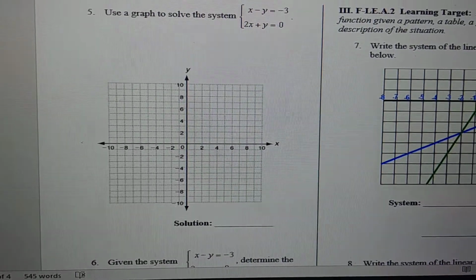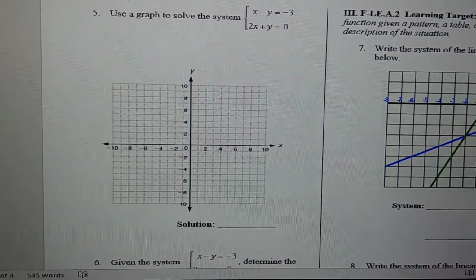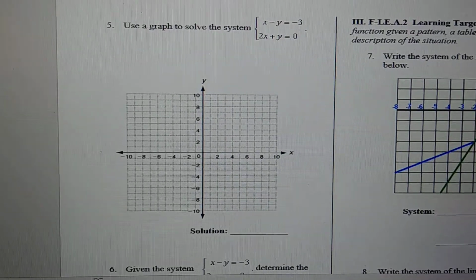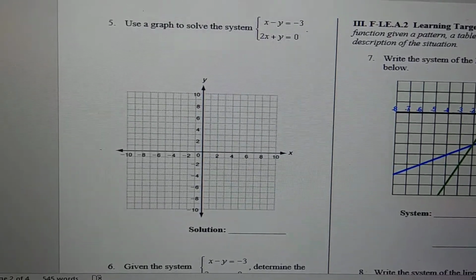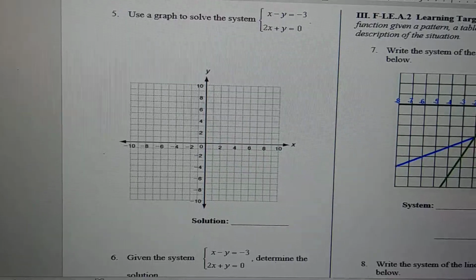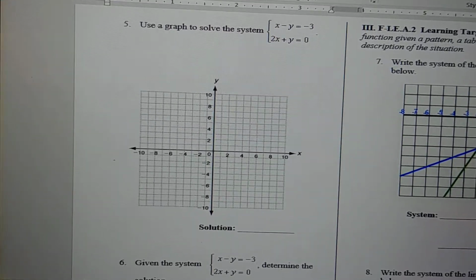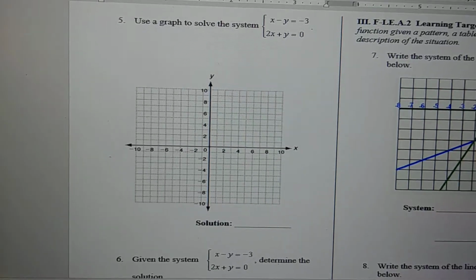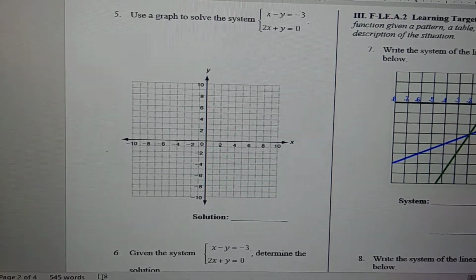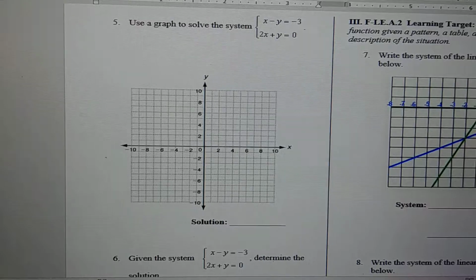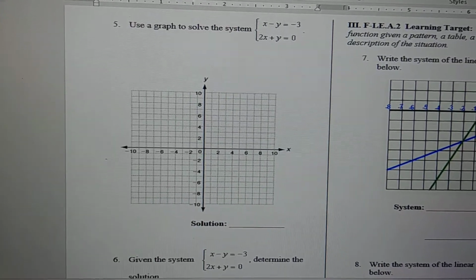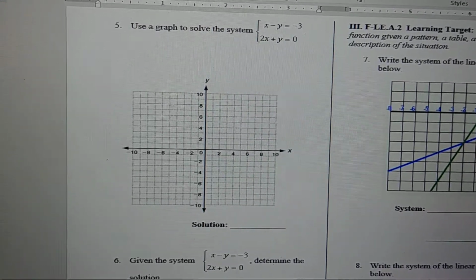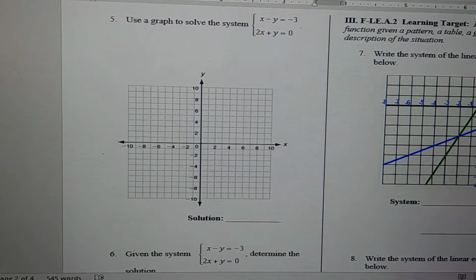Alright, now I'm going to do problems 5 and 6 of the study guide. The really nice thing about 5 and 6 is that if you notice, the two systems of equations given are pretty much the same. So be looking out for this; different questions might have the same system of equations, so the answers are going to be connected pretty much. So number 5, use a graph to solve the system.